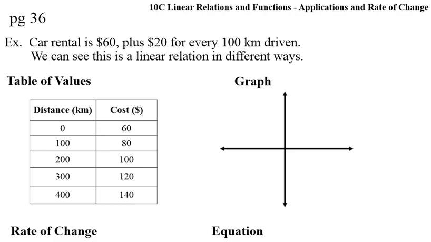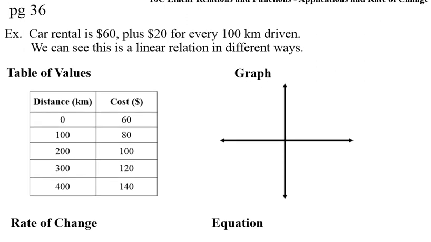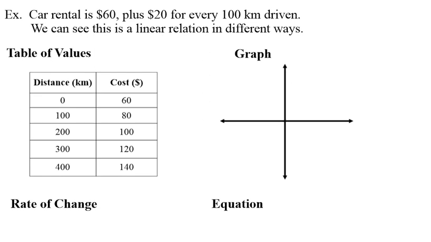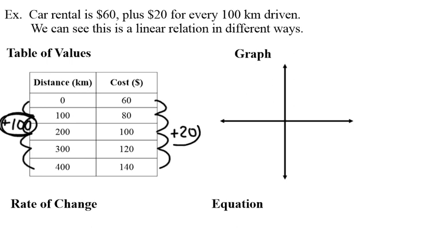Take a look at another example if we go to page 36. Now on page 36, we have an example where a car rental is $60 right away, $60 before you pull off the lot, and then $20 for every 100 kilometers that you drive. We can see this as a linear relation in different ways. Well, the table of values is there. How do we know it's linear? Well, our X value, the distance you drive, is increasing by 100, and what happens to the cost each time? The cost is going up by 20. So we see a consistent pattern: distance increased by 100 kilometers results in the cost increasing by $20. The table of values has consistent patterns.